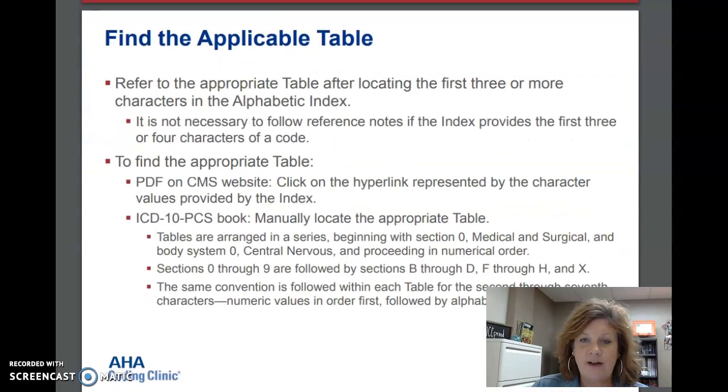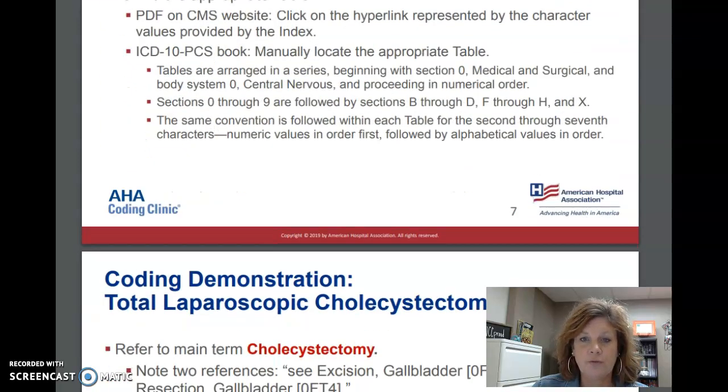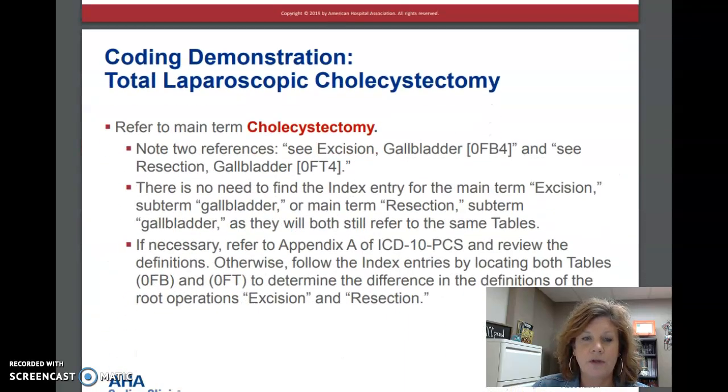So again, we locate in the table 3 or more characters. We find the table, and now we look through that to get the rest of my codes. So let's do a coding demonstration. We have a total laparoscopic cholecystectomy. 2 references. If I go under excision, gallbladder, also, it'll tell me to see resection gallbladder, and we talked about this.